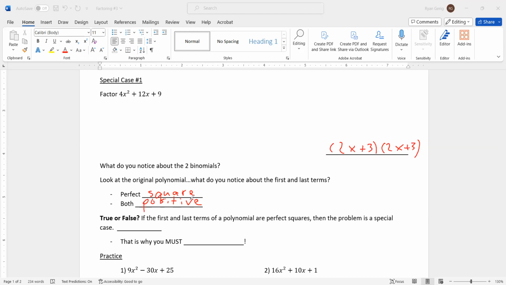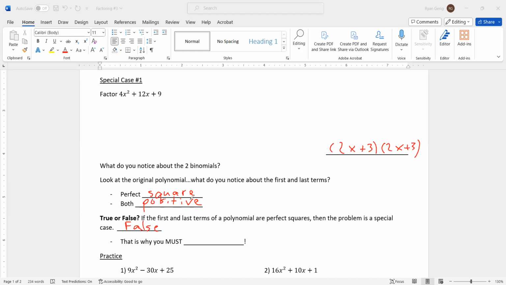Okay. So if you have perfect squares as the first term and the last term, I don't care about the middle term really, but if the first term and the last term are perfect squares and they're both positive, this might be a special case. I said might be. If the first and last terms of a polynomial are perfect squares, then the polynomial is a special case. That is not always true. It might be true, but it's not always true.